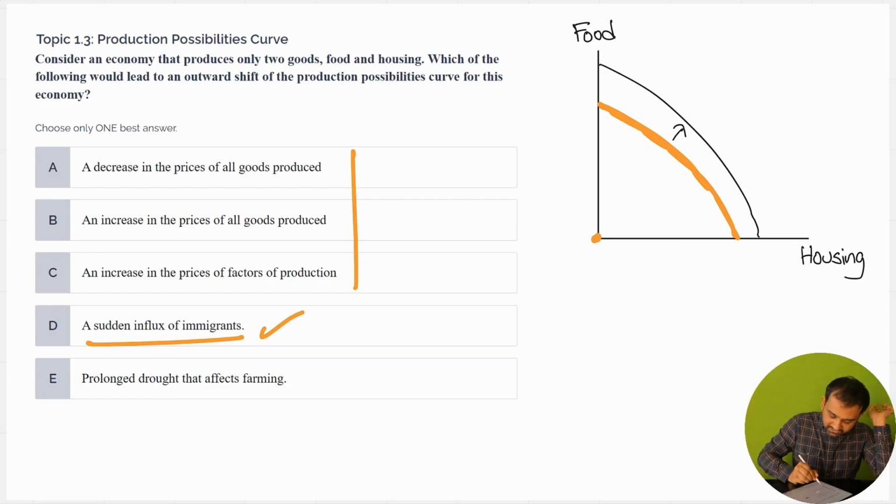Okay. What about E? Prolonged drought that affects farming. If there's a prolonged drought, you would expect the quality of land to deteriorate. It should get worse. And if the quality of a factor of production is affected, it should reduce our production capacity. In that case, the PPC would be shifting inward. So that is not the right answer either, leaving you with D, which is the right answer to this question.